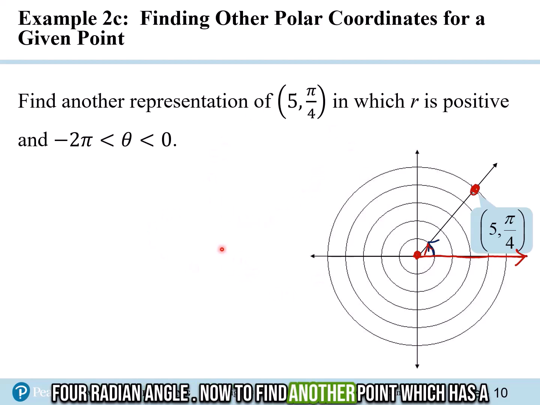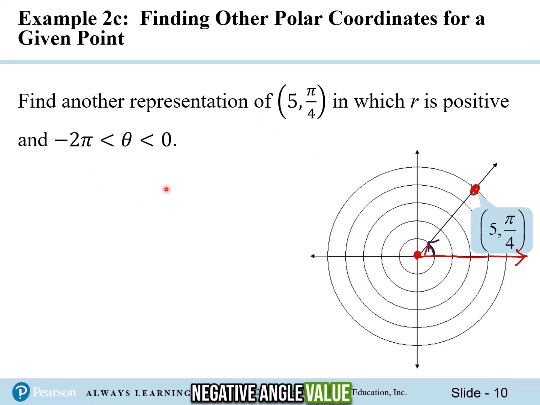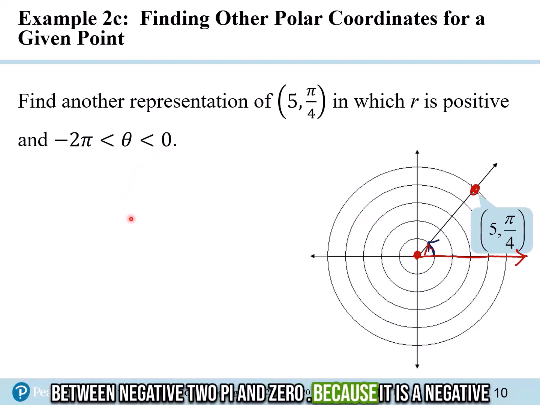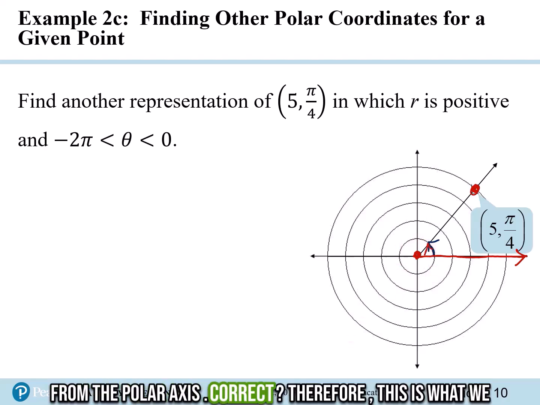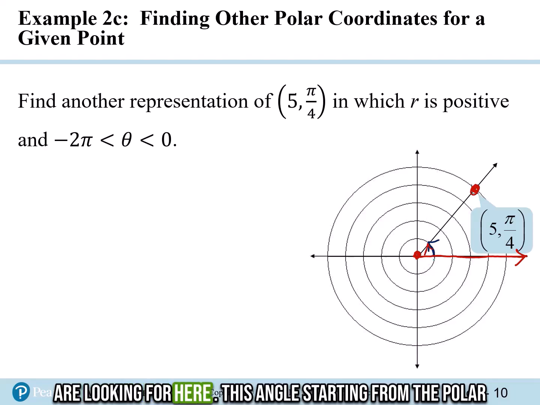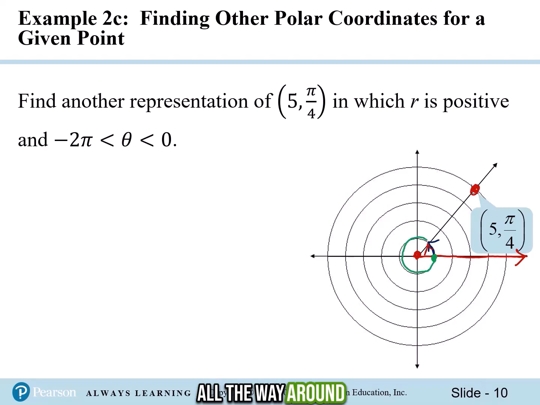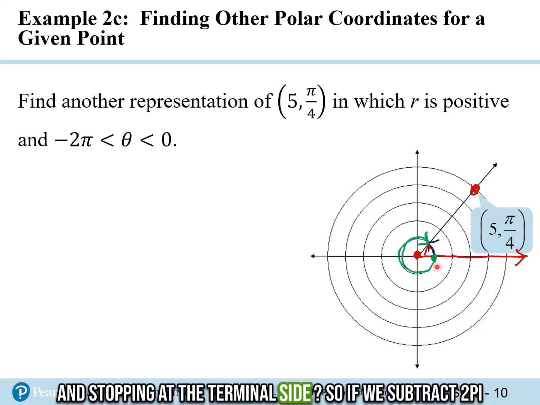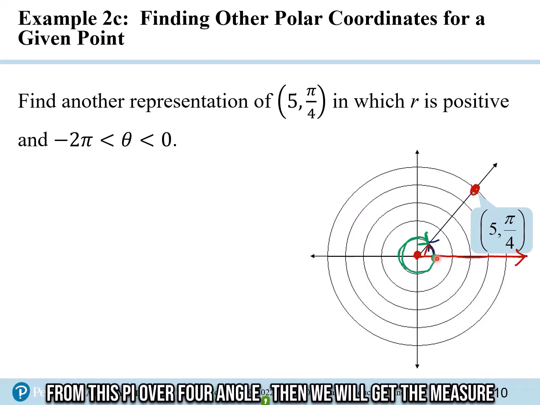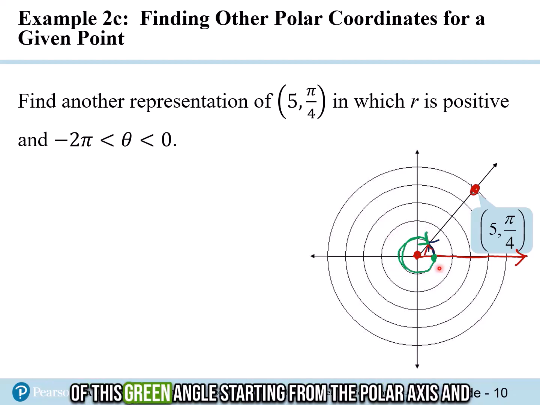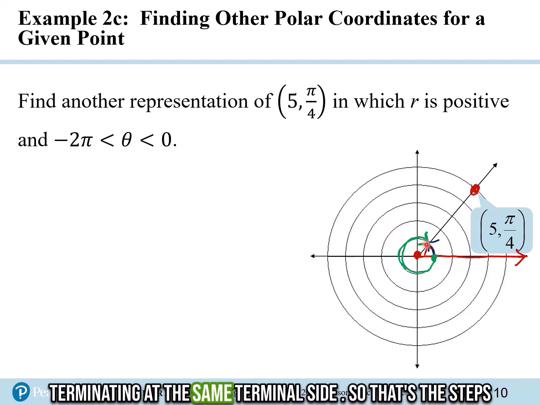Now find another point which has a negative angle value between -2 pi and 0. Because it is a negative angle, we have to move in the clockwise direction from the polar axis, correct? Therefore, this is what we are looking for here. This angle starting from the polar axis all the way around and stopping at the terminal side. So if we subtract 2 pi from this pi over 4 angle, then we will get the measure of this green angle starting from the polar axis and terminating at the same terminal side.